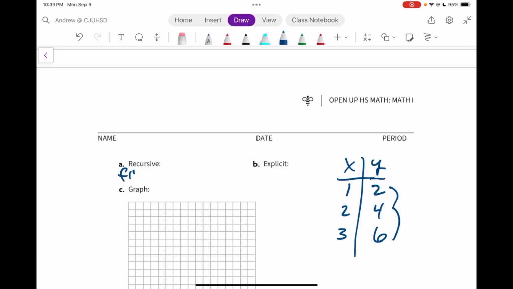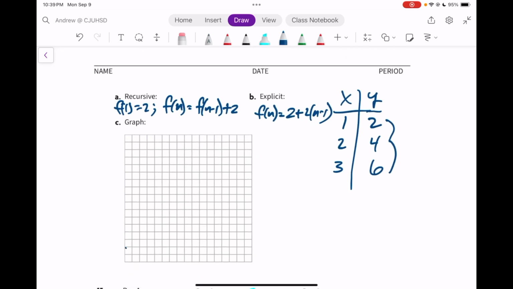F of 1 is 2. And f of n is f of n minus 1 plus 2. Explicitly, that would be f of n equals start at 2, go up by 2 times n minus 1. For a graph, I can basically do what I did before.